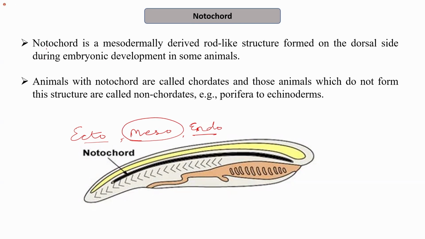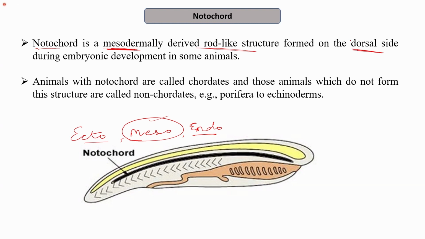So notochord is the structure which is derived mesodermally. It has a mesodermal origin. It has been derived from the central layer, that is, it has a mesodermal origin. It is a rod-like structure which is formed on the dorsal side.